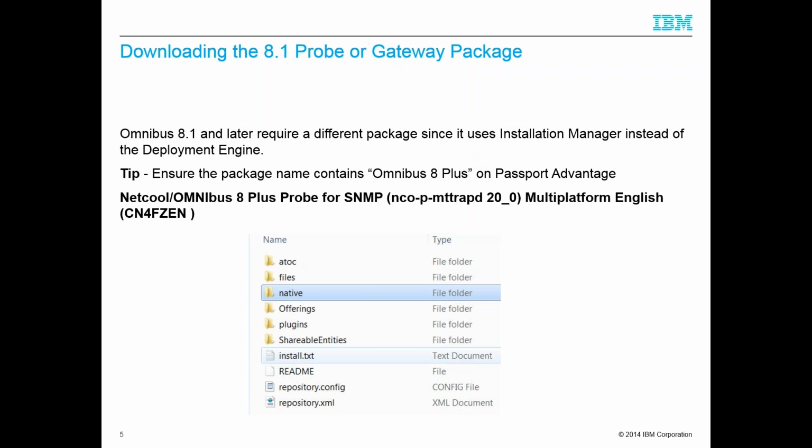Okay, I did want to mention that if you have a probe or gateway package that is for the deployment engine, which would be for Omnibus 7.4 and prior, you will see a COI directory listed first when you open the probe or gateway package. So that's how you can know that that's for deployment engine and not for installation manager.